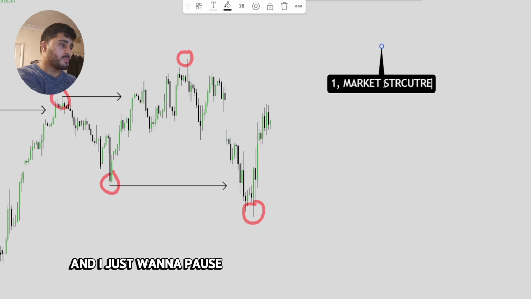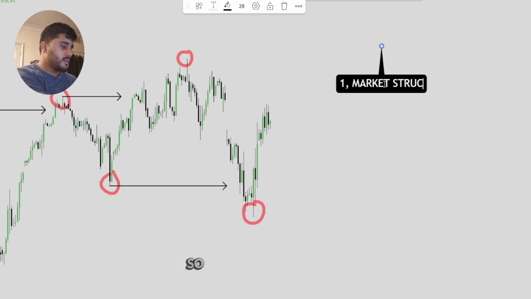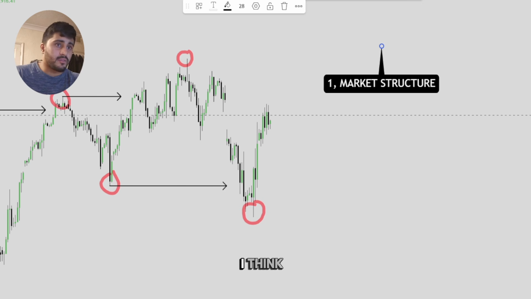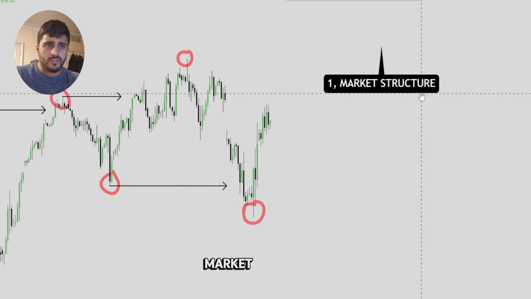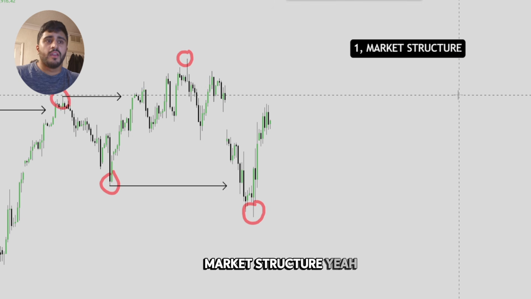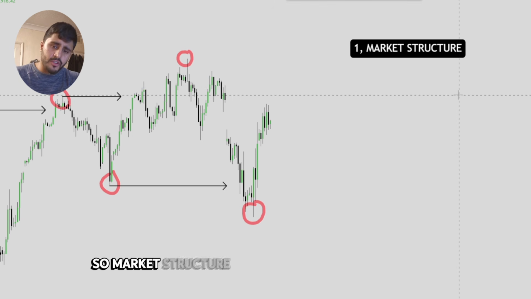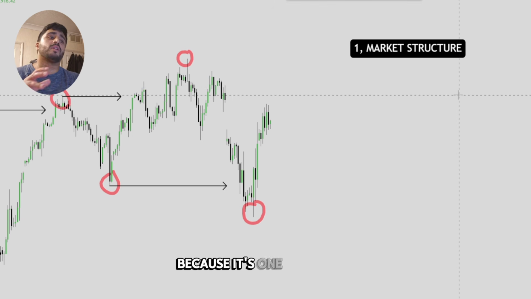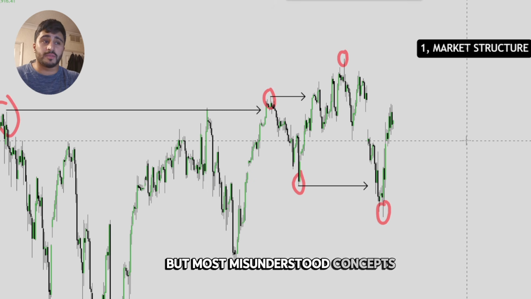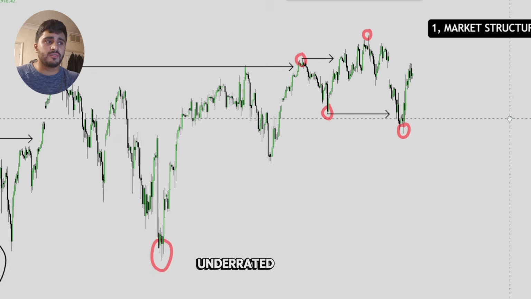And I just want to pause on market structure for a second, right? Market structure is one of the most diluted concepts, I think. Let me just make sure I spelled that right. Market structure. Yeah. Market structure is one of the most diluted concepts because it's one of the simplest but most misunderstood concepts, and I think it's underrated as well, right?